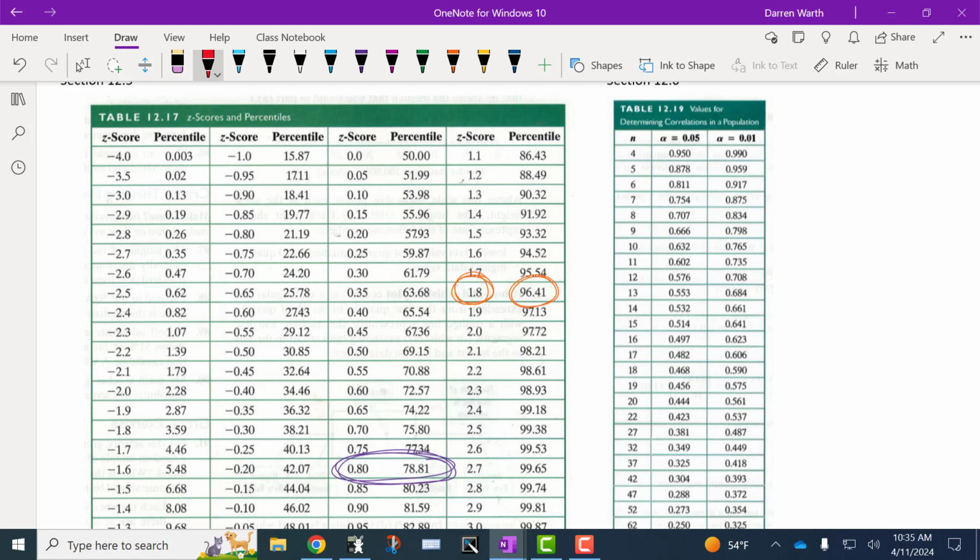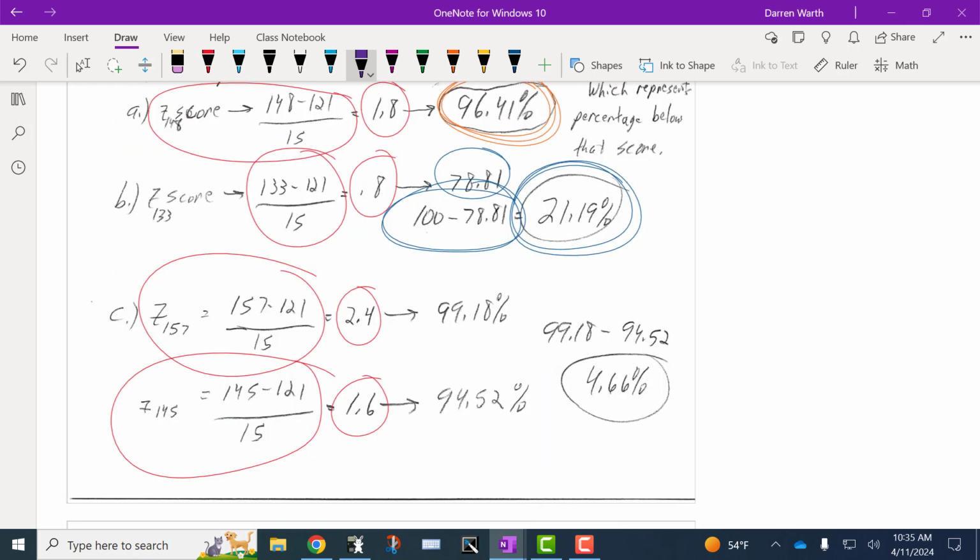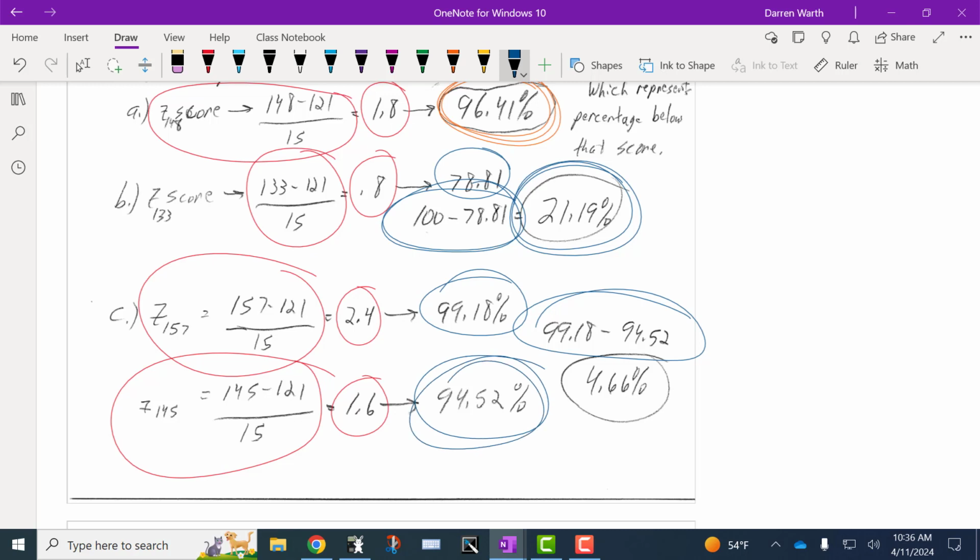So notice I've got a 2.4 for the one. That's 99.18. And then the other z-score was a 1.6. So notice that is 94.52. So to find between, you're just going to subtract those two percentages. So notice on my solution guide, that's what I do. I'm going to take the 99.18 that I found for that z-score, or sorry, that percentile for that z-score, and 94.52 for that percentile, and I'm going to subtract those two, and it comes out to be 4.66%. And so that's how you find all the answers to number 15.